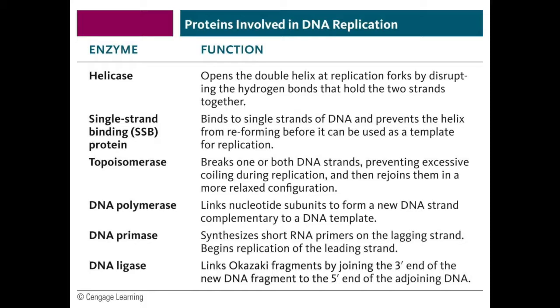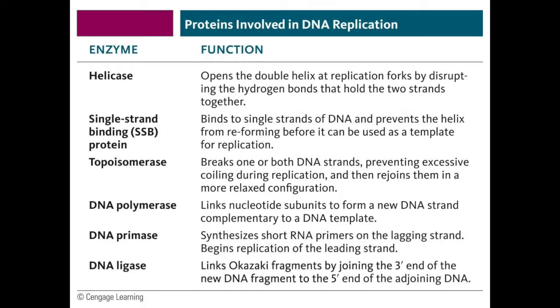DNA together. Hydrogen bonds, or attractive forces between two molecules, could easily come back together if they're not held apart by something, and those two strands could come back together, except we have these things called single-strand binding proteins, or SSB proteins, that sit on both of the single strands of DNA as helicase is running and breaking those hydrogen bonds, and their purpose is to prevent the reforming of the helix before that single strand of DNA can be used as the template. So it's preventing the DNA from re-annealing, from re-hydrogen bonding together.